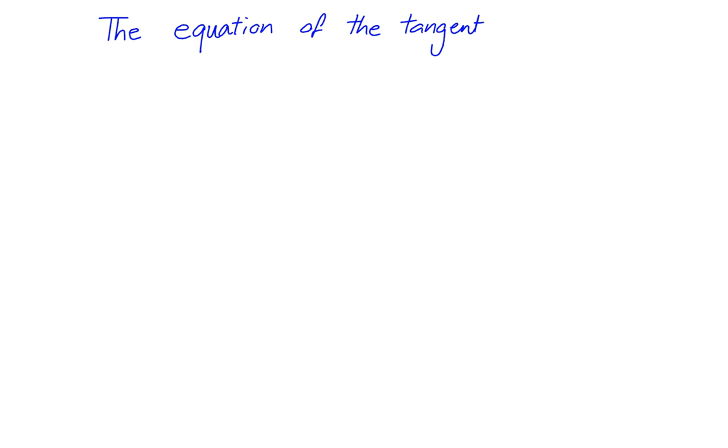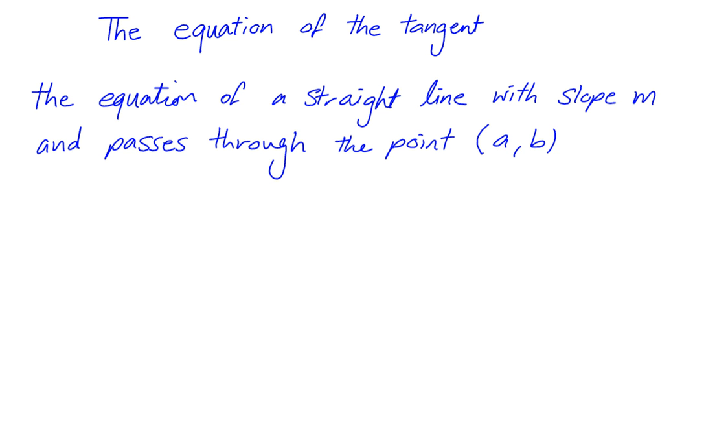In this video we're going to look at finding the equation of the tangent to a curve. The tangent is a straight line, so how do we find the equation of a straight line? The equation of a straight line with a slope m that passes through a point (a, b). How do we find the equation?